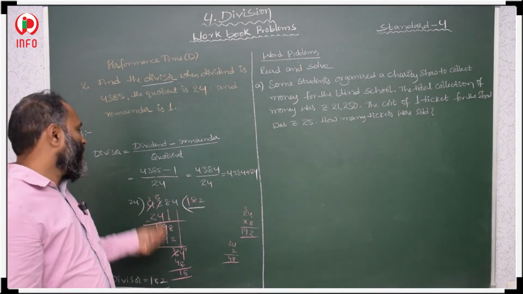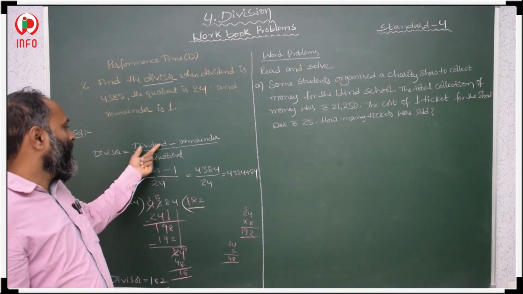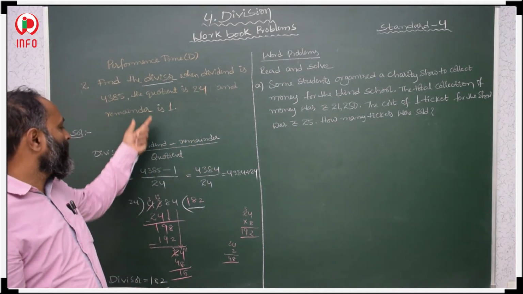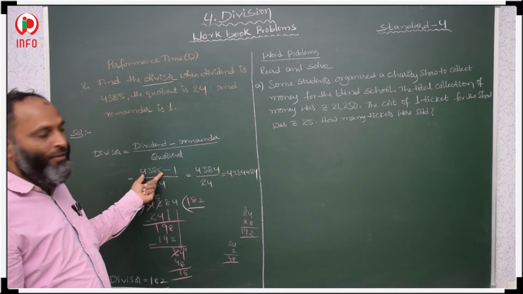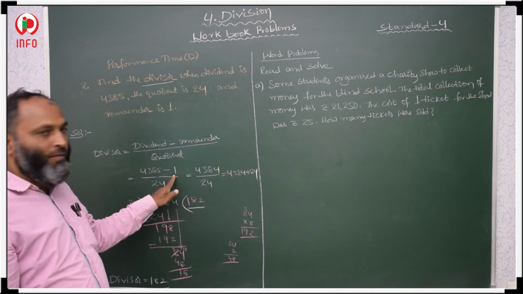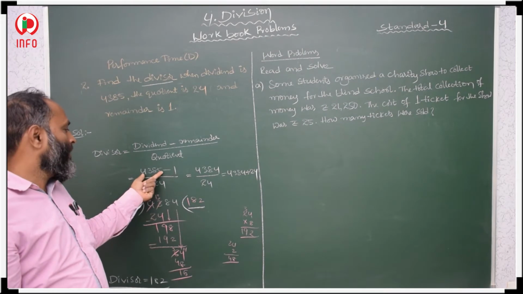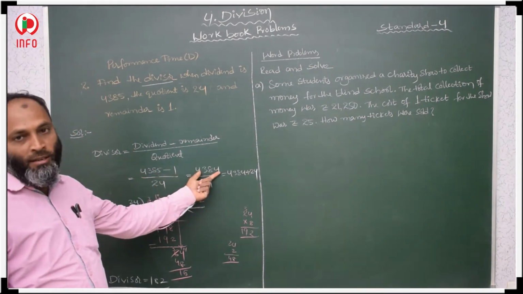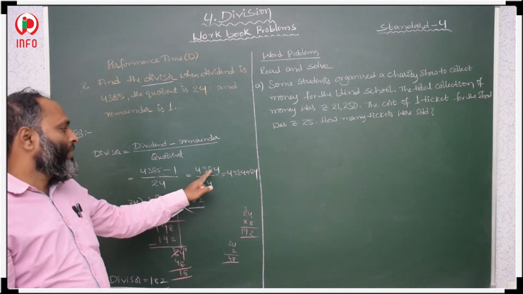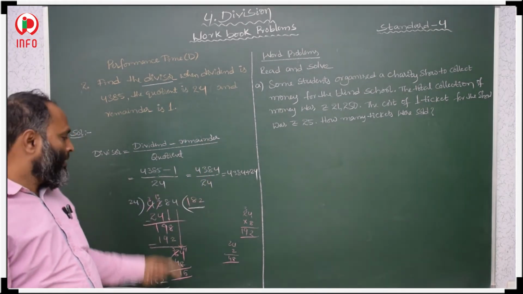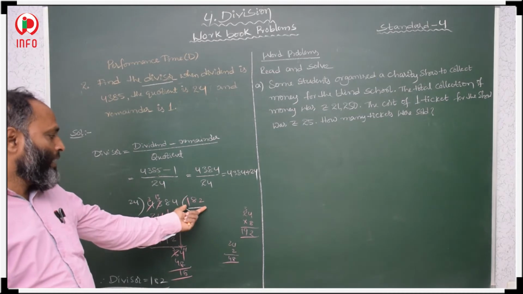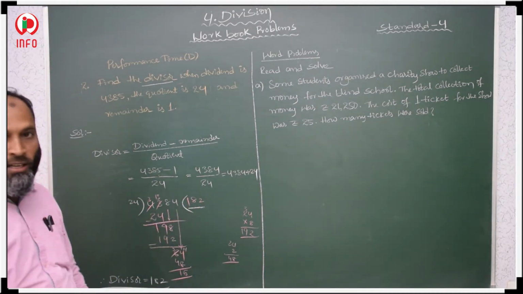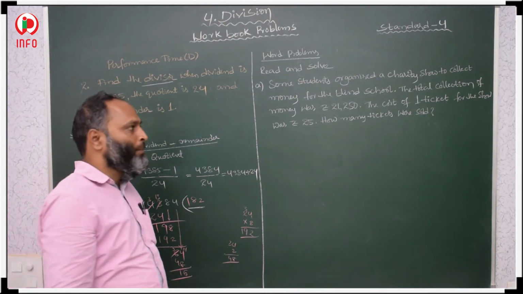According to our formula, divisor is equal to dividend minus remainder divided by quotient. The dividend is 4385, minus remainder 1. From 4385, if we take away 1, we get 4384, divided by 24. Now you divide, then you get your answer 182. So whatever comes as the quotient is our divisor.